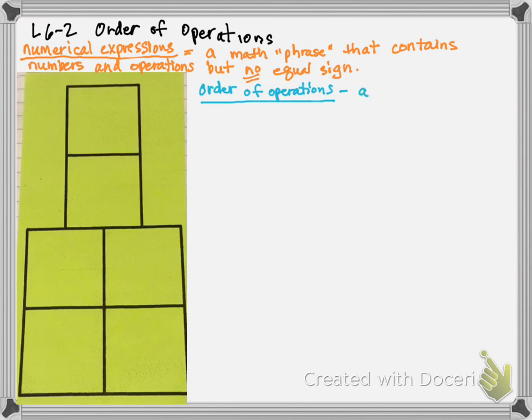So basically, the order of operations is a series of steps to solve an expression so everyone gets the same answer.